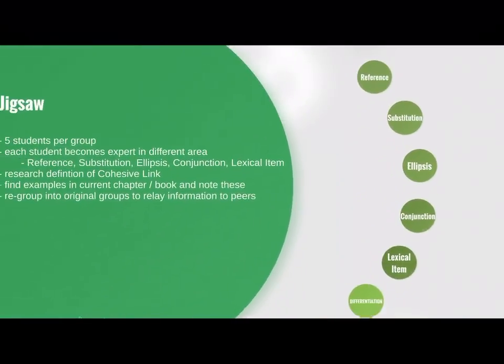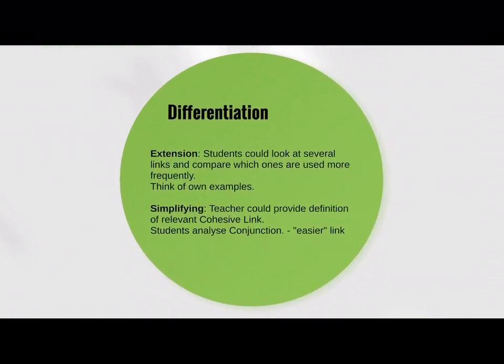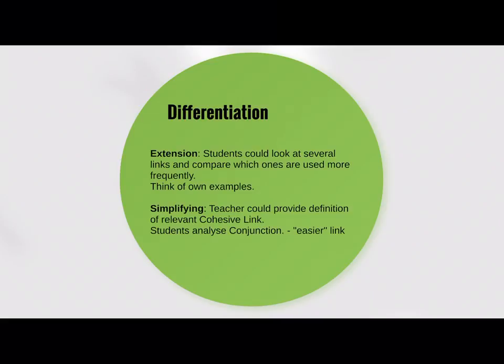In terms of differentiation, teachers using the strategy could extend students by asking them to compare and contrast different cohesive links and how frequently they appear. They could also get the students to come up with their own examples. To simplify the strategy, teachers could provide the definition of the relevant cohesive links with examples.